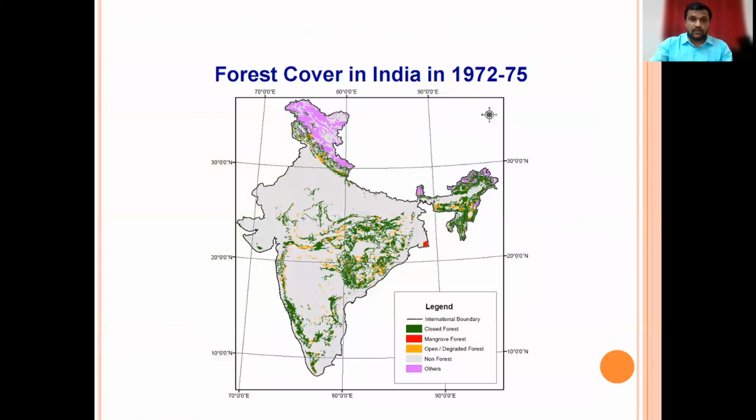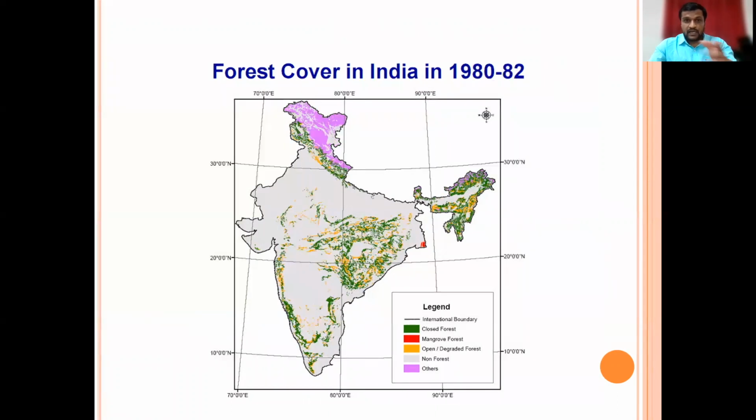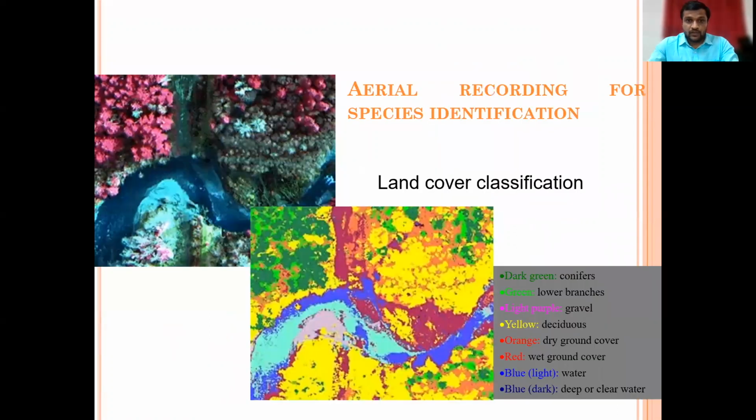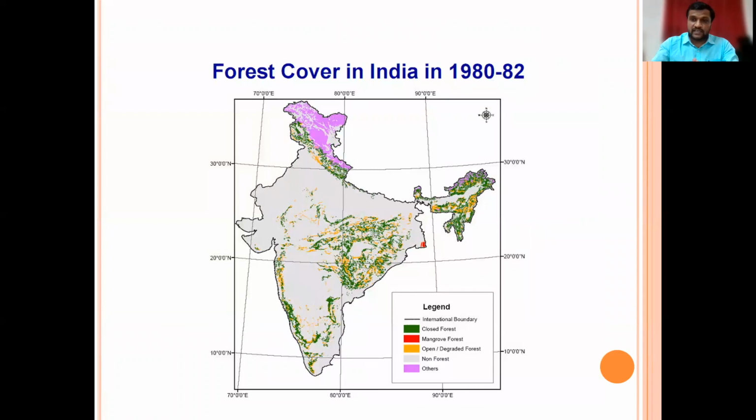This is the forest cover in India in 1972 to 75. And again, we can have the forest cover in India for the period of 1982 to 84. So we have the option to track the changes. We have the advantage of using remote sensing and GIS to monitor ongoing changes, especially in the case of forest, which is a very important component of our environment.